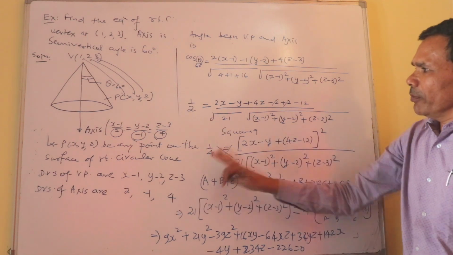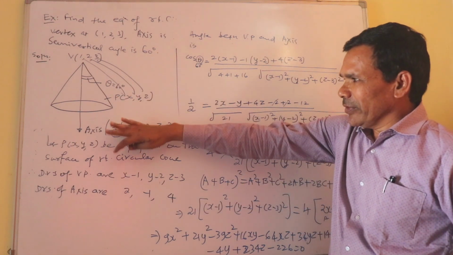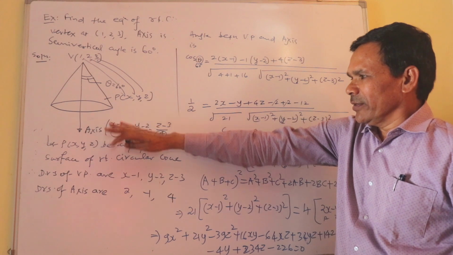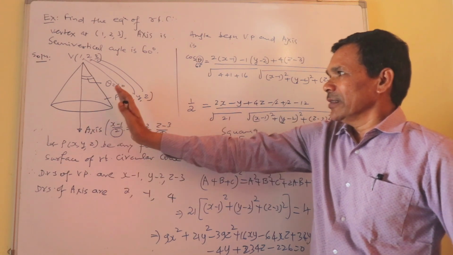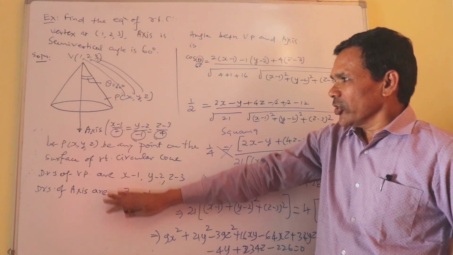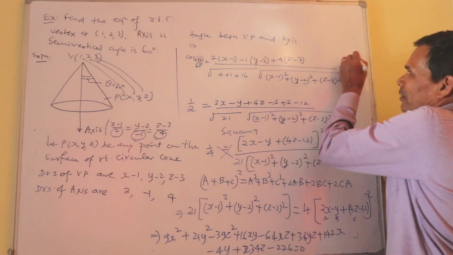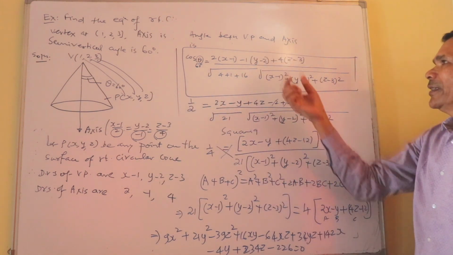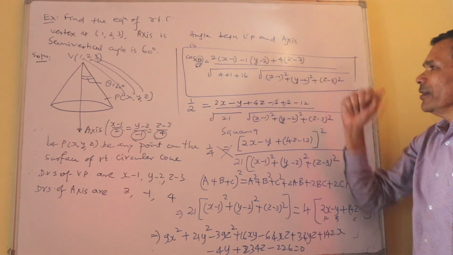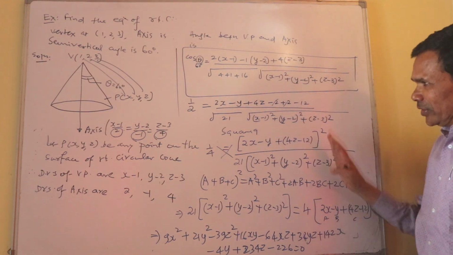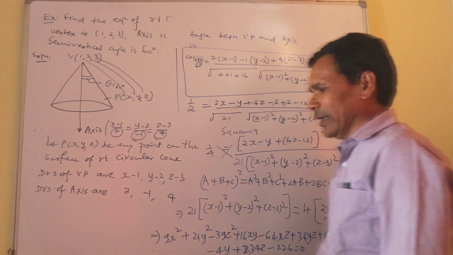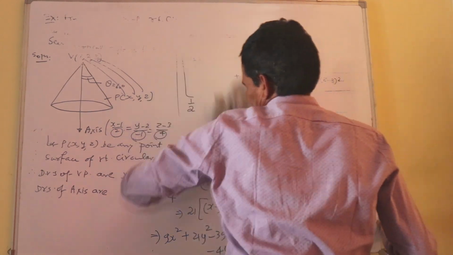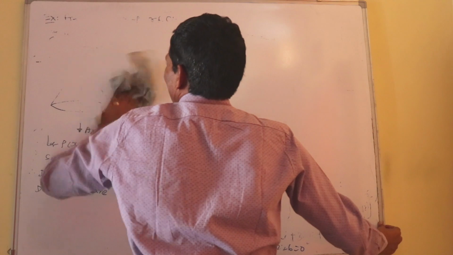So this is the procedure we are using. We draw the figure, then we write down the axis, then the semi-vertical angle. We take any point there, then we write down direction ratios of VP, that is the generator, and direction ratios of the axis, and we use the fact of the angle between the generator VP and the axis. So that formula we are using, and after simplification you are getting the required equation of the right circular cone. Go for the next example on this.